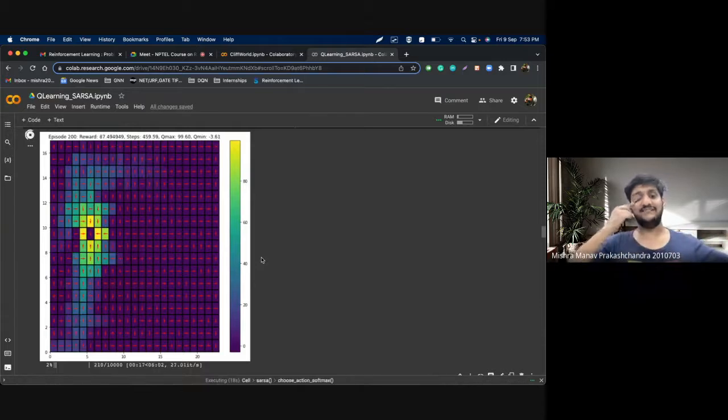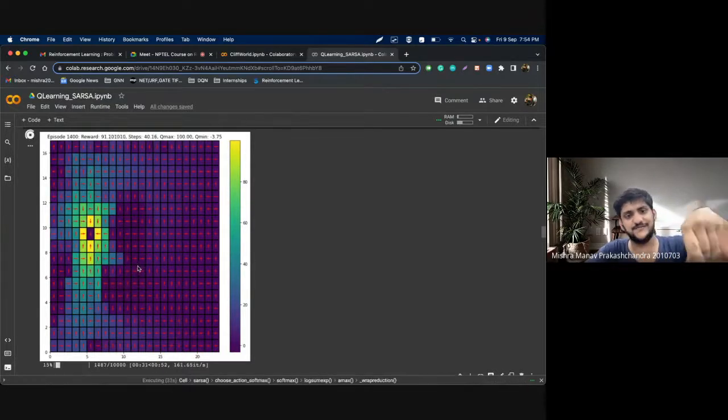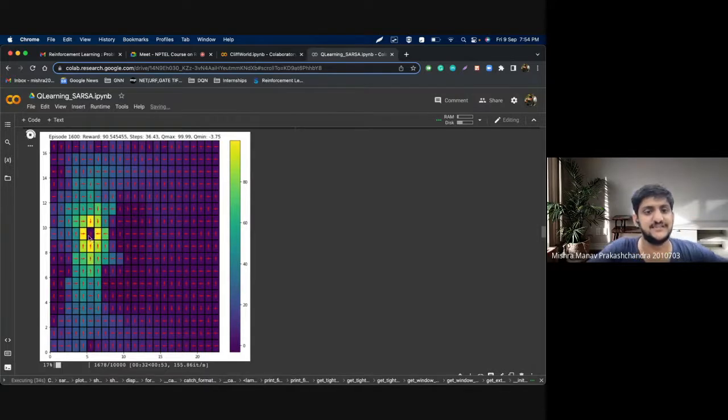after every 100 episodes, it will show the changes here. You see with time, these actions are changing, and this represents the confidence of the action. Since this is the goal state, if you are reaching this state, you can say with 100% confidence to go either left, right, up, or down, and the confidence decreases when you move farther and farther away from the goal.